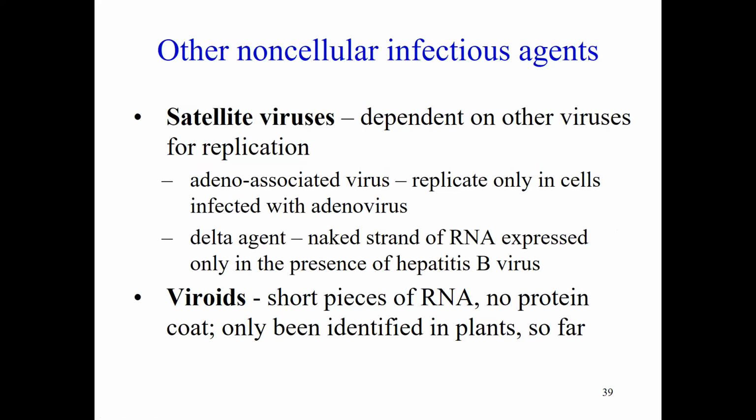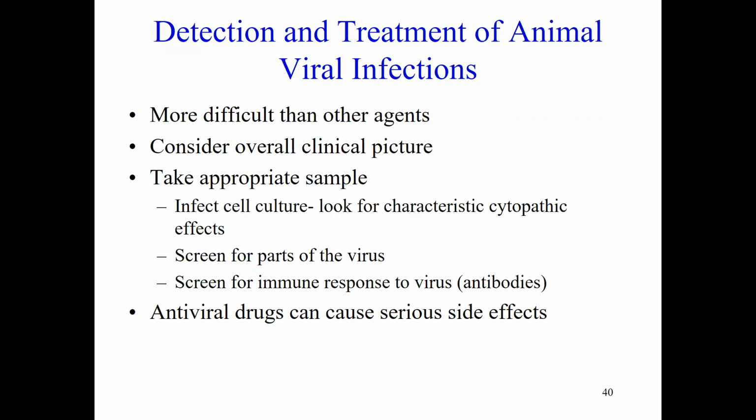The other kind of virus-related things, satellite viruses. These are viruses that need other viruses to replicate. Adeno-associated viruses replicate only in cells that have adenovirus. That would probably be the most common cause. The other one would be Hep D, hepatitis D. That hepatitis form needs cells that have been infected with hepatitis B to replicate. So those would be your two examples of a satellite virus. Viroids are just short pieces of RNA. None have been necessarily identified in humans.